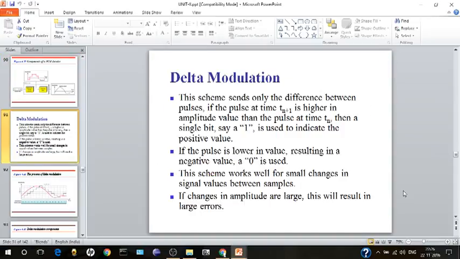The next topic is delta modulation. We'll come to this thing. The scheme sends only the difference between pulses. If the pulse is lower in value, it results in a negative value. That's because we use 0.